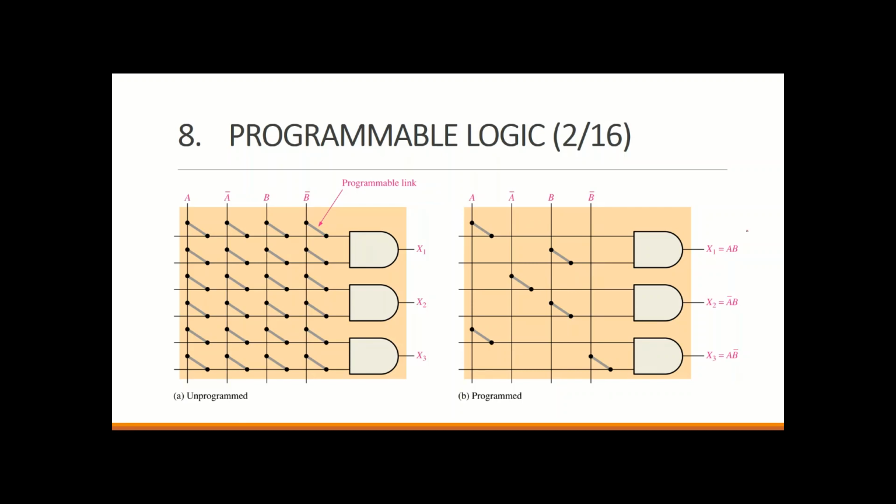Now look, if I want A and B for X1, I need to keep only A as an input for this one. Now this one is gone, this one is gone, this one is gone. Only B is kept for one input, and A is also kept. The rest are all removed or broken, in other words.